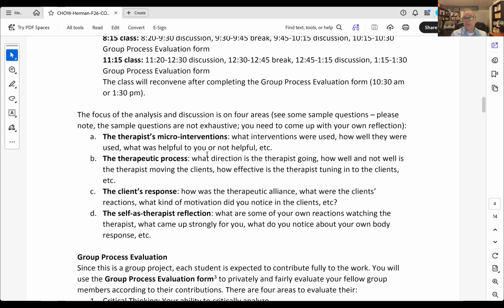B will be about the therapeutic process. For example, what direction is the therapist going? How well and not well is the therapist moving the client? How effective was the therapist tuning into the client? And then C is the client's response, right? How did they respond to the therapist? What was their reaction? What was the alliance like between the therapist and the client? What kind of motivation did you notice in the client? Right? Those are all different kinds of questions. Again, you're not limited by those questions alone.